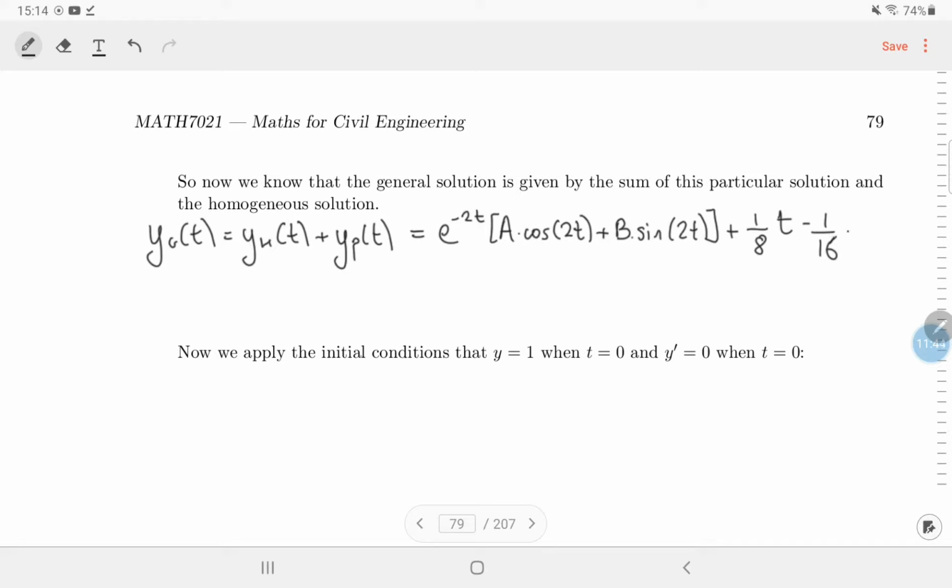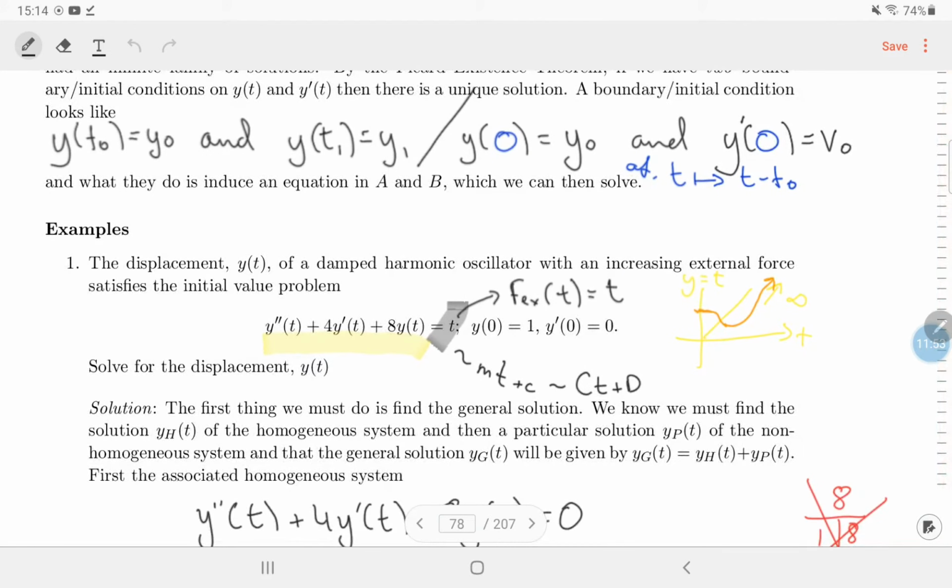Right. Now, the boundary conditions are really, these are the initial conditions, sorry. So let's see, where are they coming from? Let's go back to the question. So when t is equal to 0, y is equal to 1, and when t is equal to 0, the derivative is equal to 0.